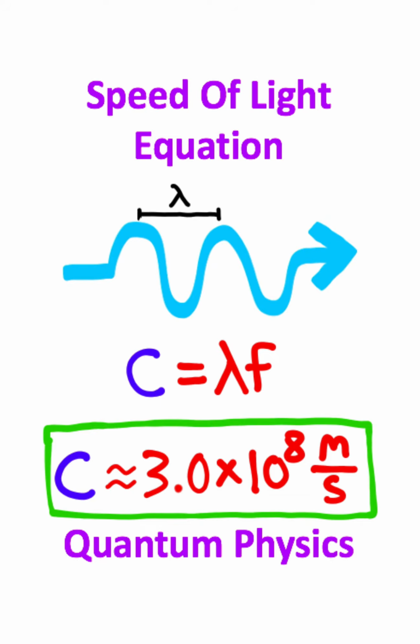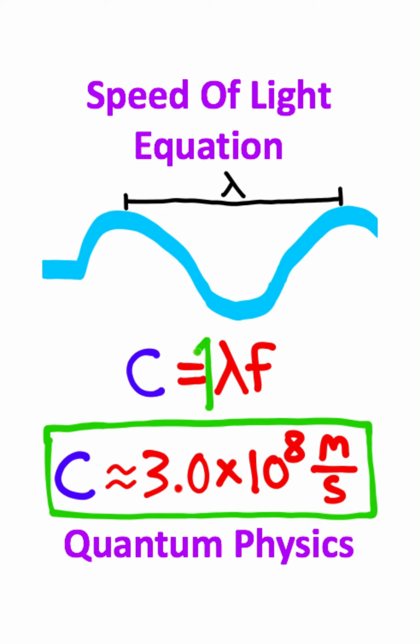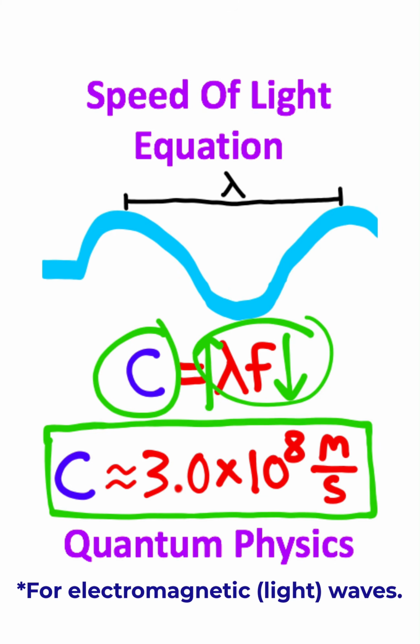So for example, let's say that we have a much bigger wavelength. Notice the wavelength has increased, but the frequency has decreased. Notice it oscillates fewer times, so the frequency's actually gone down, but the product is still going to equal approximately 3 times 10 to the 8 meters per second.